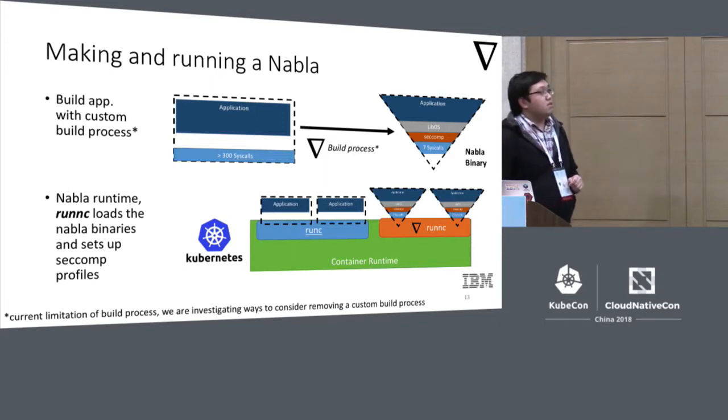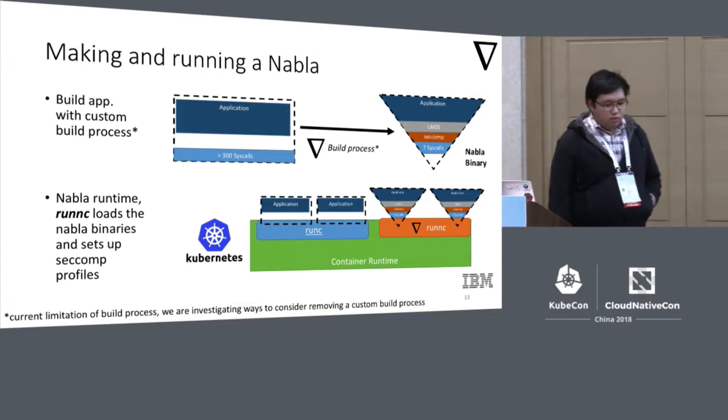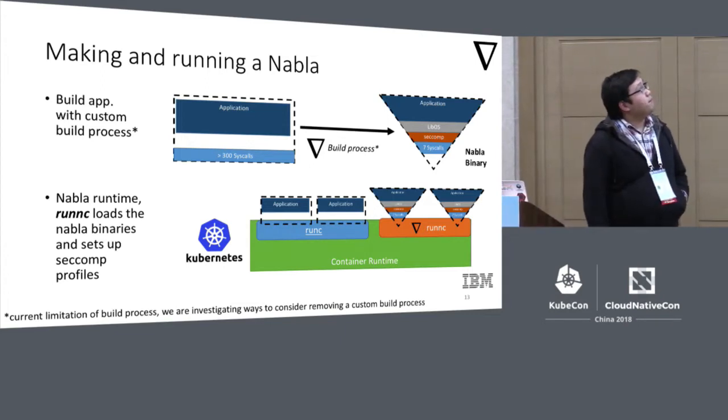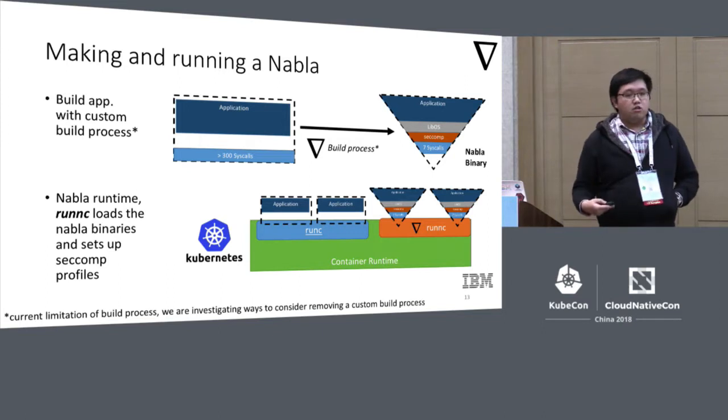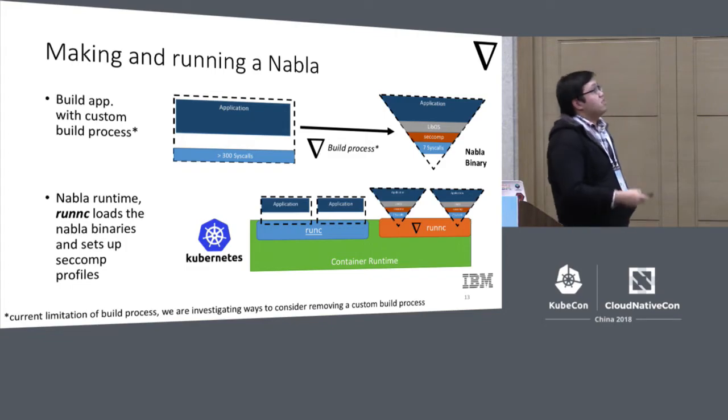So let's talk about Nabla in terms of the Kubernetes and container ecosystem. Currently we have this limitation that an application has to go through a custom build process to create something called a Nabla binary. Our build process involves runprun and Solo5, and this creates a Nabla binary. This is something that we are working on to remove. The reason for this is some artifacts in unikernels, but we believe that we should be able to remove this need for a build process.